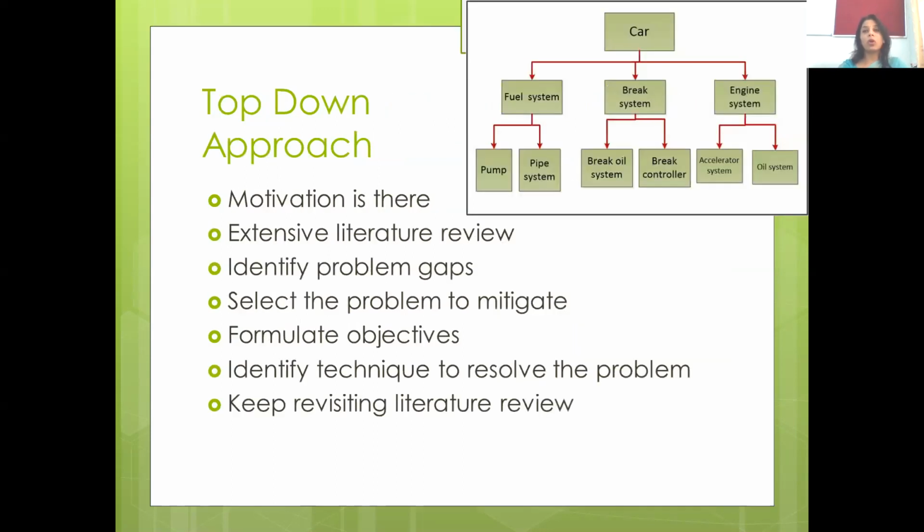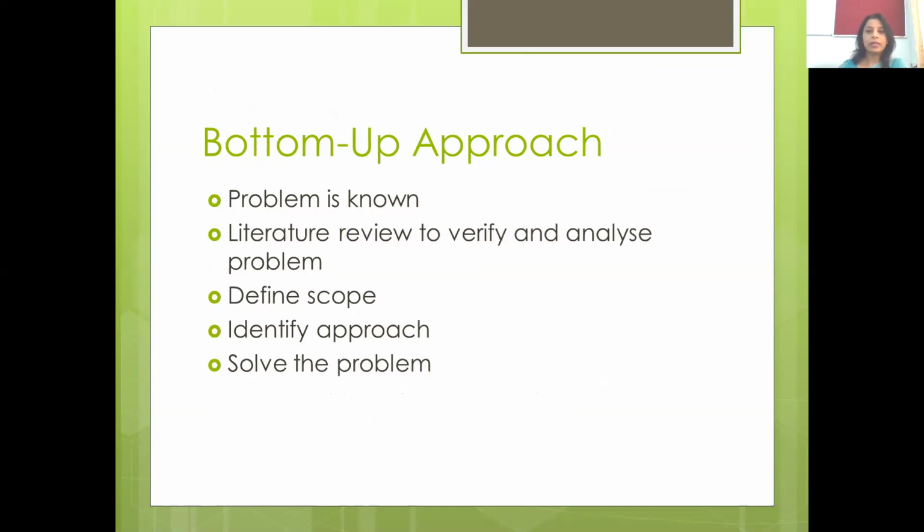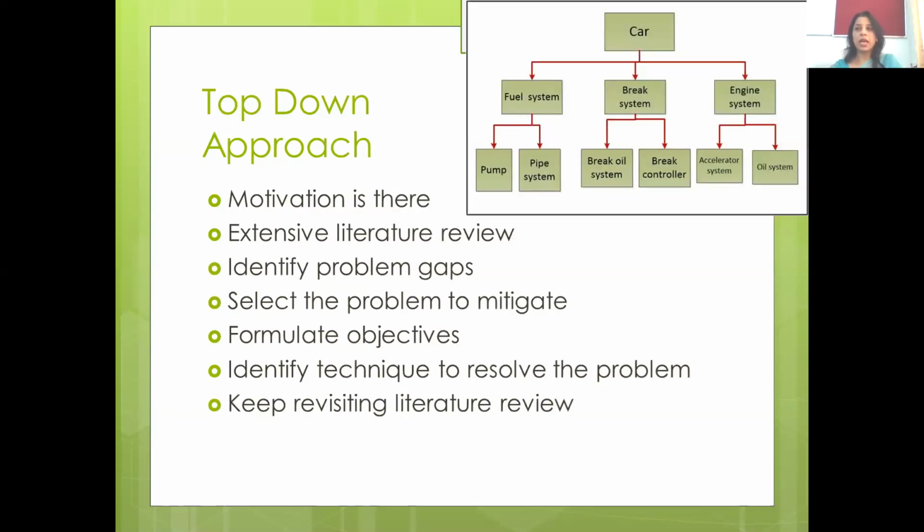So let's see what the top-down approach is. Let's take an example. Let's say there is a car, and in that car, you have different systems. You understand that there is a car, and my motivation is that I want to solve some problem of my car, or I want to develop some work on the fuel system or brake system and engine system. I do a lot of literature survey and try to find what exactly are the components of the car which face problems. Since cars interest me, I find out these components: there can be a fuel system which might be creating a problem and I want to mitigate that, or a brake system or an engine system.